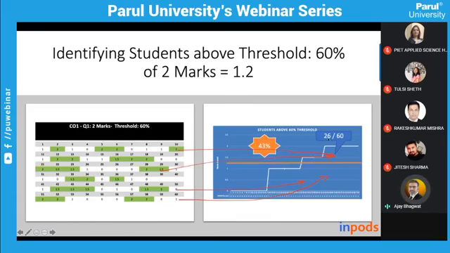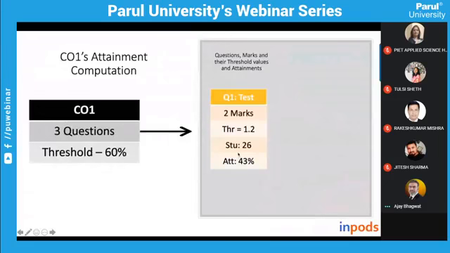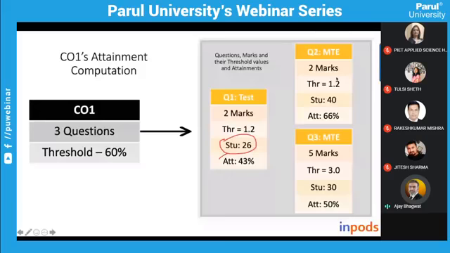What it means is that 26 students are above this 60% threshold line, and the attainment percentage is 43. So this is the second number that you get from every question. So question 2 may have different level of attainment. We have seen this. Other question may have different level of attainment because number of students who could go above that threshold line will vary, and accordingly the attainment percentage will vary.